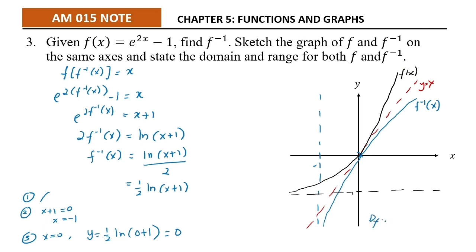Domain of f equal to range of f inverse is, the domain of f is from negative infinity to infinity. Range of f equal to domain of f inverse is from the asymptote, negative 1, to positive y, meaning infinity. So these are the domain and range for f and f inverse.